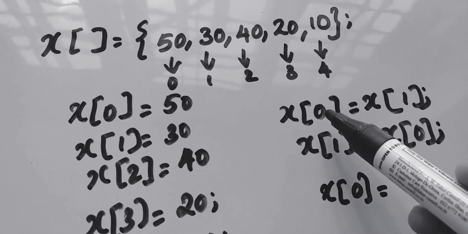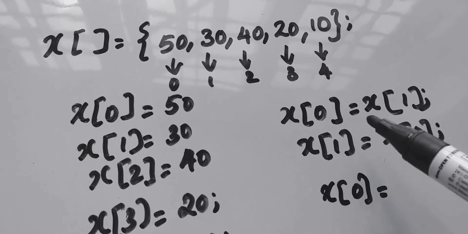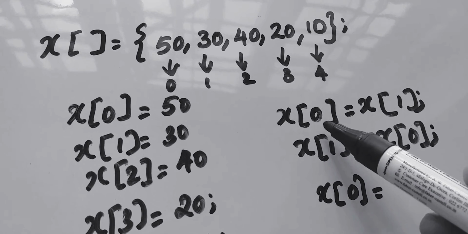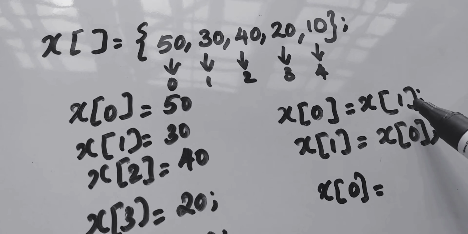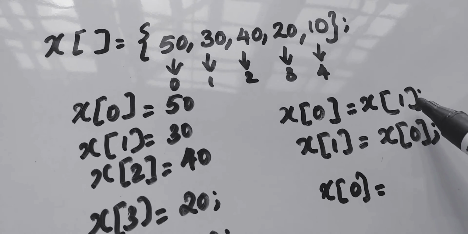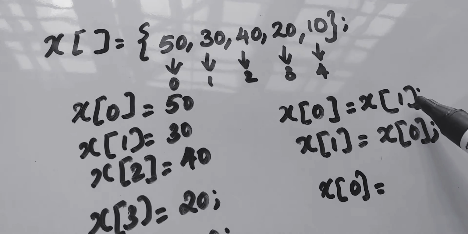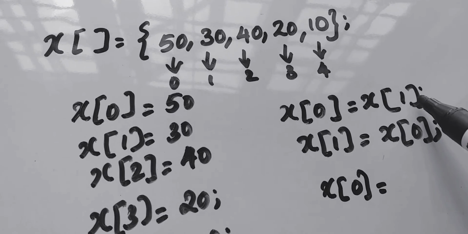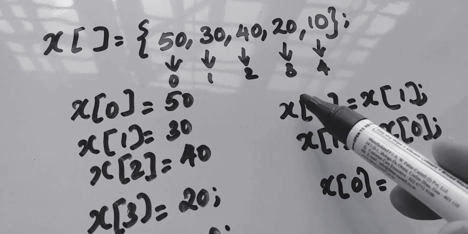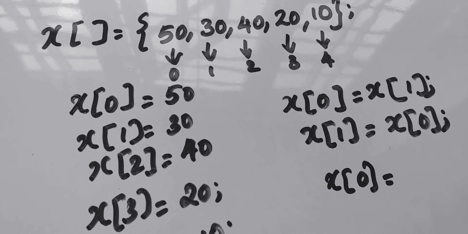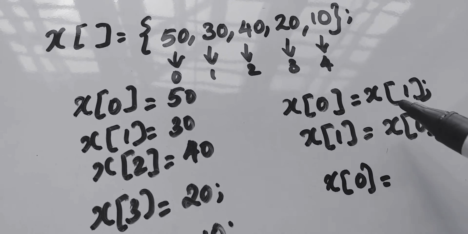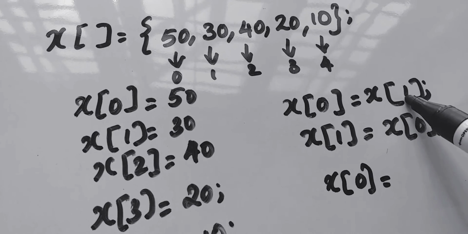So what is the initial value of x of 0? That is 50. So when we are writing in Java, x of 0 equals x of 1, what happens? Whatever the value assigned on this side will be stored to this side, that is, right side to left side. Clear? So what is the value? x of 0 equals x of 1 means, what is the meaning? What is the value in x of 1?